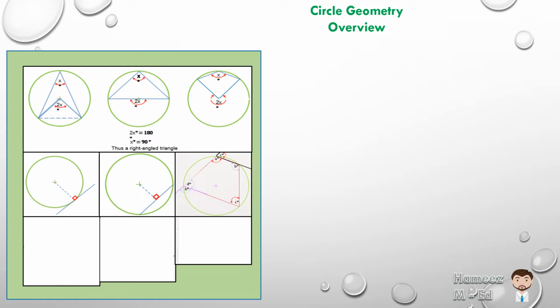So it's a quadrilateral, and all 4 corners lie on the circumference. So it's a special type of quadrilateral. It's called a cyclic quadrilateral.